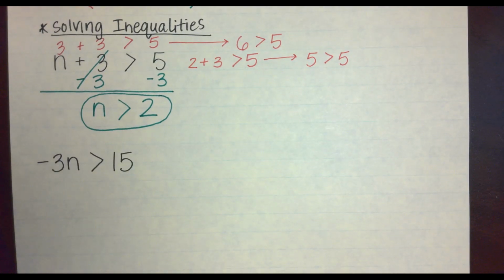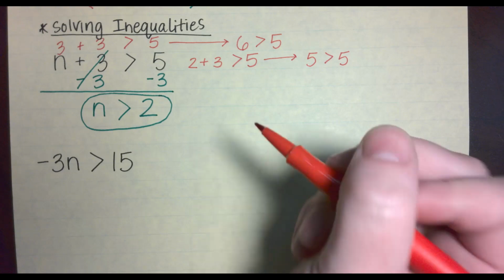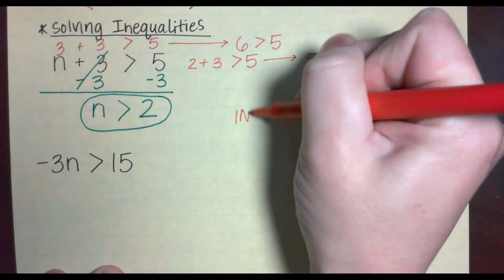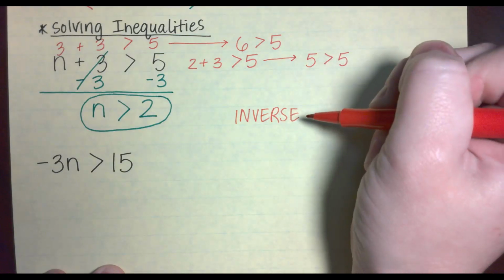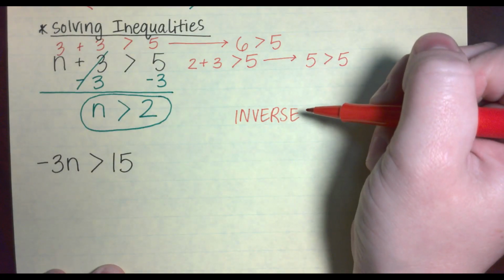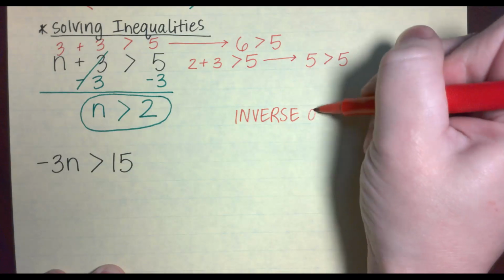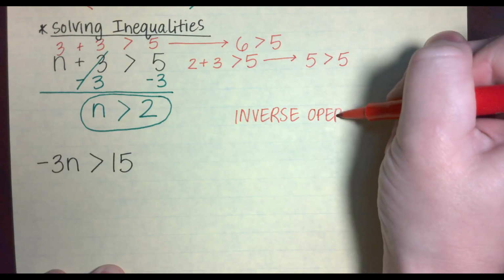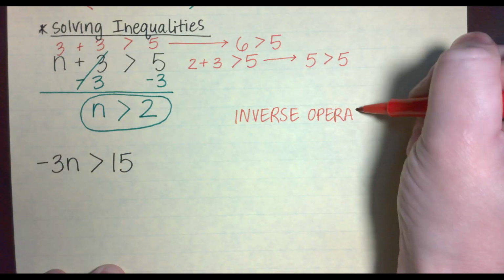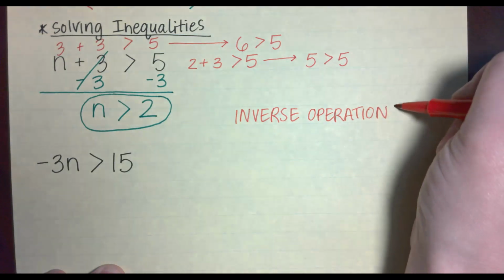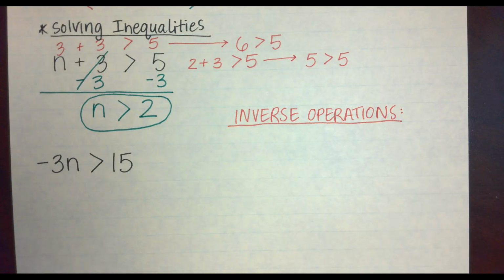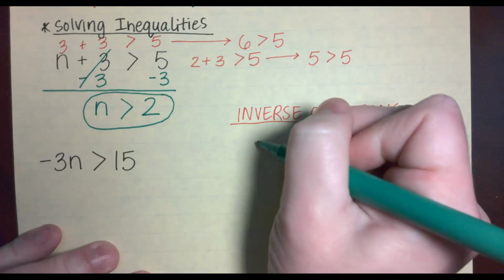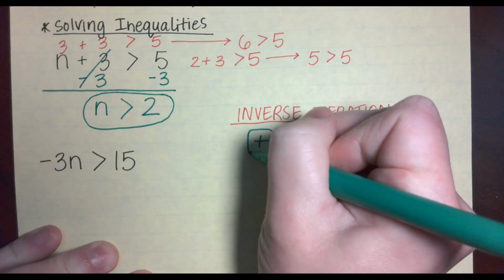So I'm going to review that really quickly so that you're not totally lost. Inverse operations, guys. So remember, an operation is just a thing you can do to numbers, like multiply, divide, add, subtract. So inverse means opposite. So all inverse operations is the opposite of each of those things that we can do to numbers. So for example, addition. What's the opposite of addition?